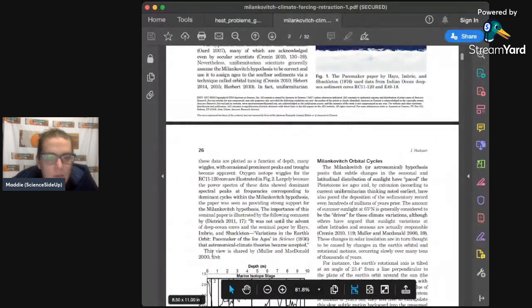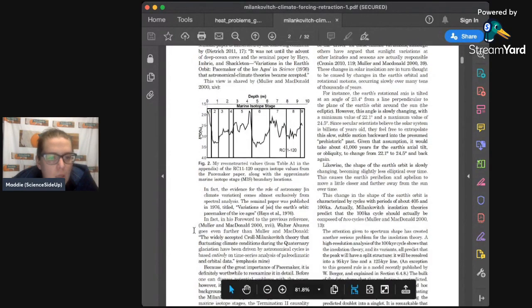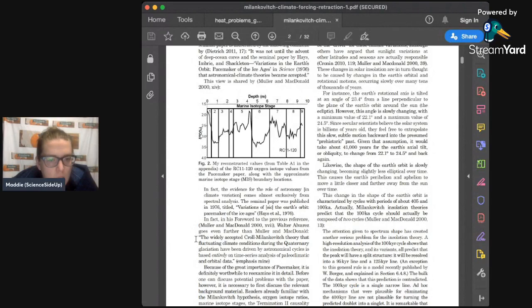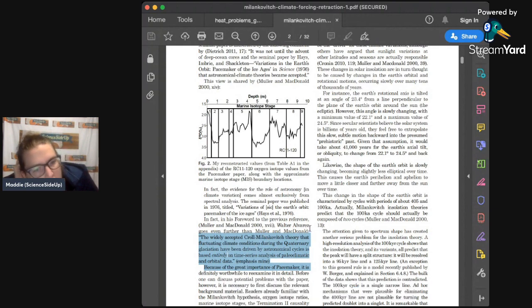The view is shared, blah, blah, blah. Okay, here we go. This is a quote from a paper by Alvarez. The widely accepted Croll-Milankovitch theory that fluctuating climate conditions during the Quaternary glaciation have been driven by astronomical cycles is based entirely on time series analysis of paleoclimate and orbital data.